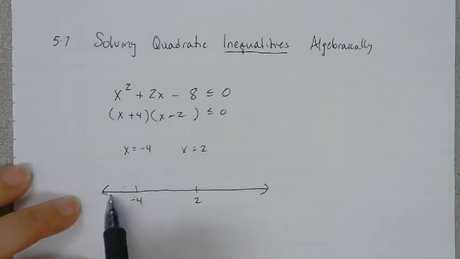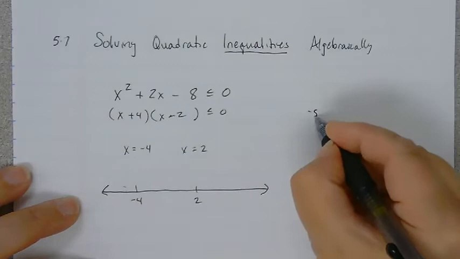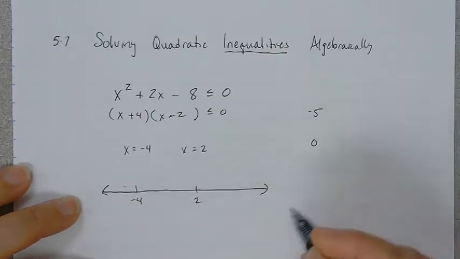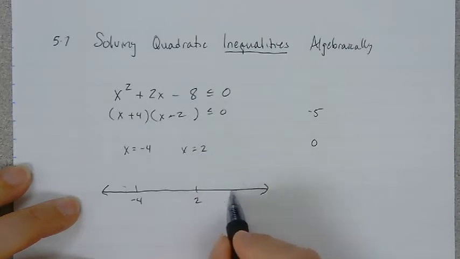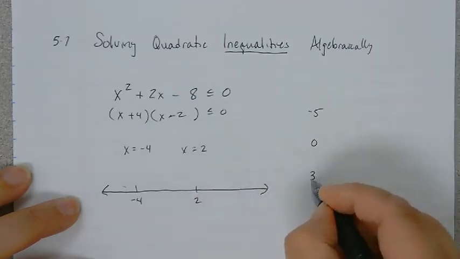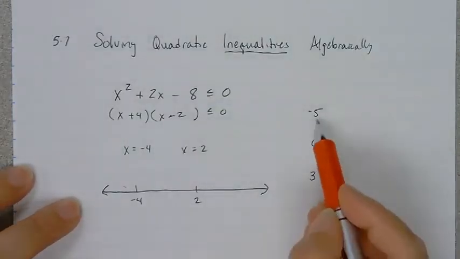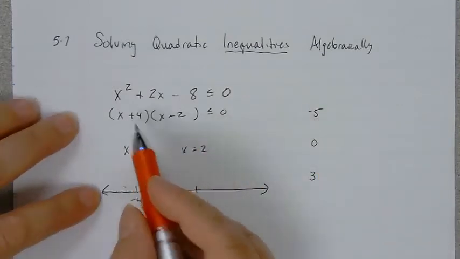So I'm going to test something over here like negative 5. I'm going to test something between negative 4 and 2. I'm going to test the number 0. And I'm going to test a number bigger than 2. I'm going to test 3. I just have to pick something in that category. So I'm going to go back and put each of these numbers in for x. So I'm going to start with this one.